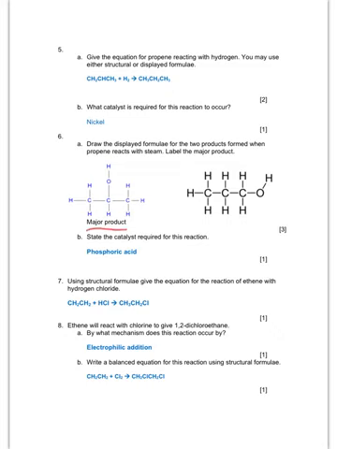This is of course your major product because the H will add to the carbon which already has the majority of hydrogens attached. We need phosphoric acid for that reaction to work, and then we're just going to use the reaction of ethene with hydrogen chloride as a route, and then we're going to look at ethene reacting with chlorine to give 1,2-dichloroethane. That's of course electrophilic addition, and we've got the equation there.